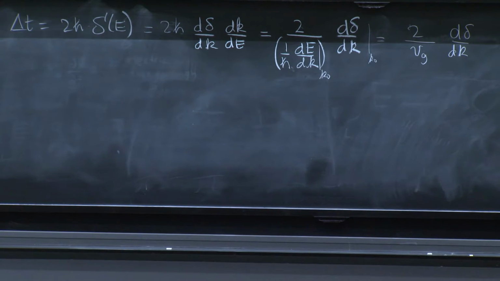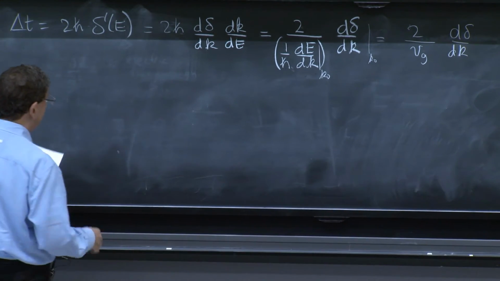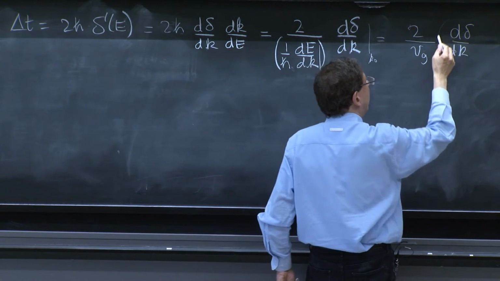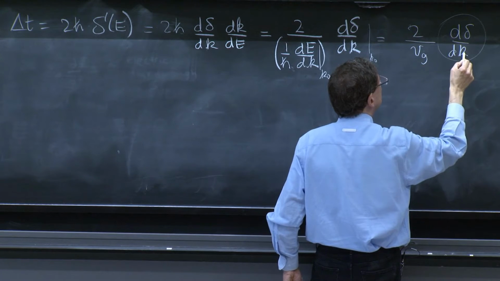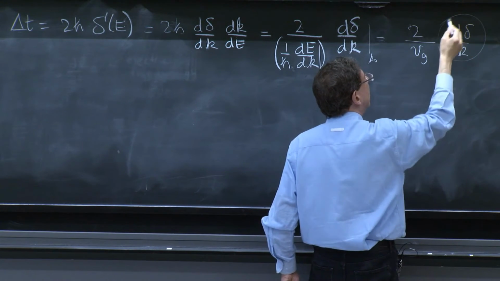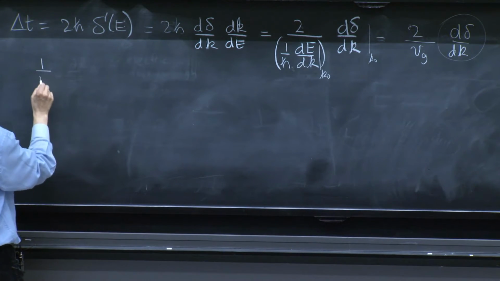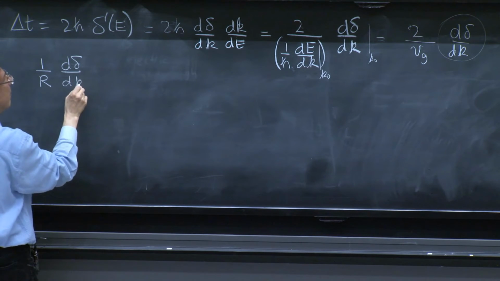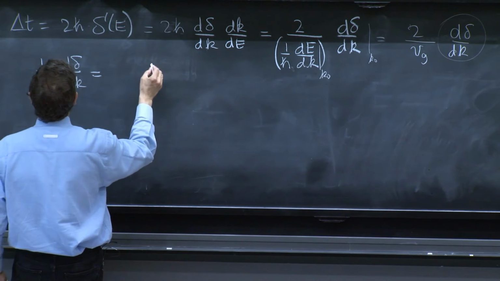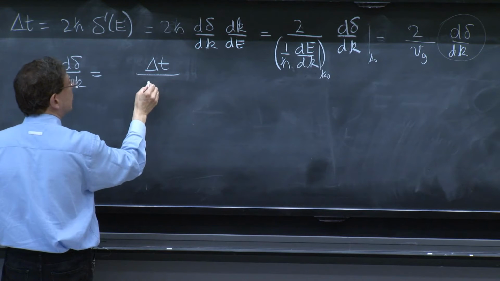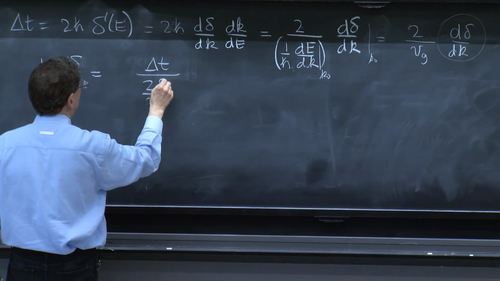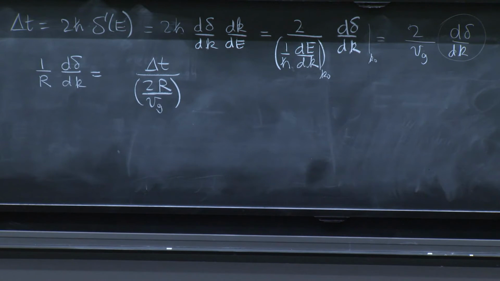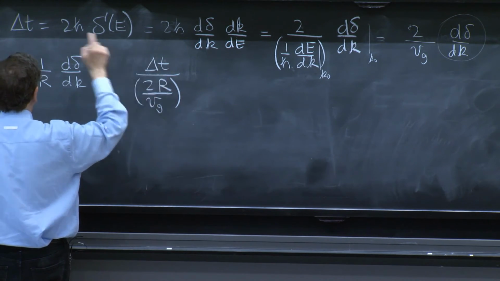And finally, let me rewrite it in a slightly different way. I multiply by 1 over r. Why? Because d delta dk, k has units of 1 over length. So if I multiply by 1 over r, this will have no units. So I claim that 1 over r d delta dk is equal to delta t, and you'll have 2 over vg and r. So I did a few steps. I moved the 2 over vg down to the left, and I multiply by 1 over r. And now we have a nice expression. This is the delay. Delta t is the delay.